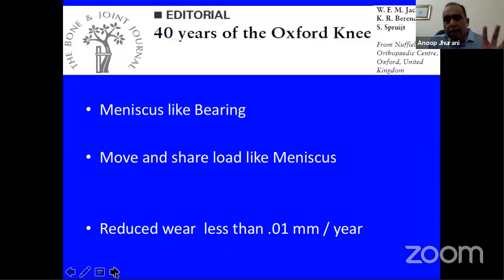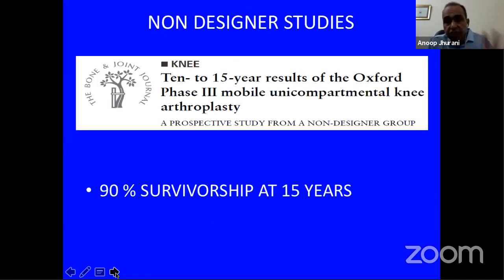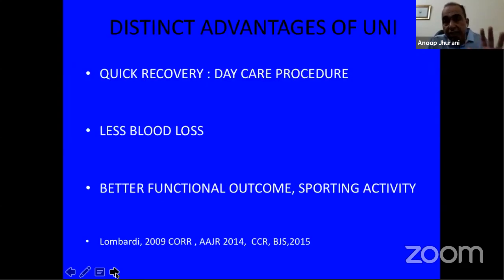Now, the Oxford knee has a long history and wonderful long-term results, especially in the hands of designer surgeons. Equivalent results are seen in some expert hands, but not so much in registry data. It has about 90% survivorship at 15 years, especially in designer hands.